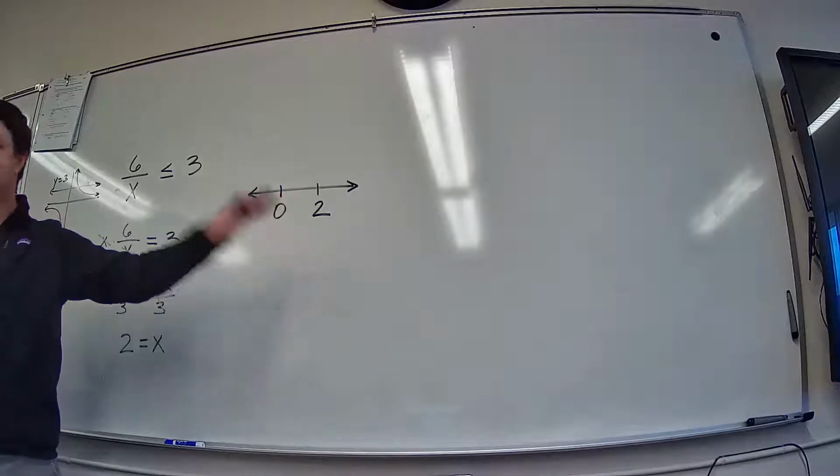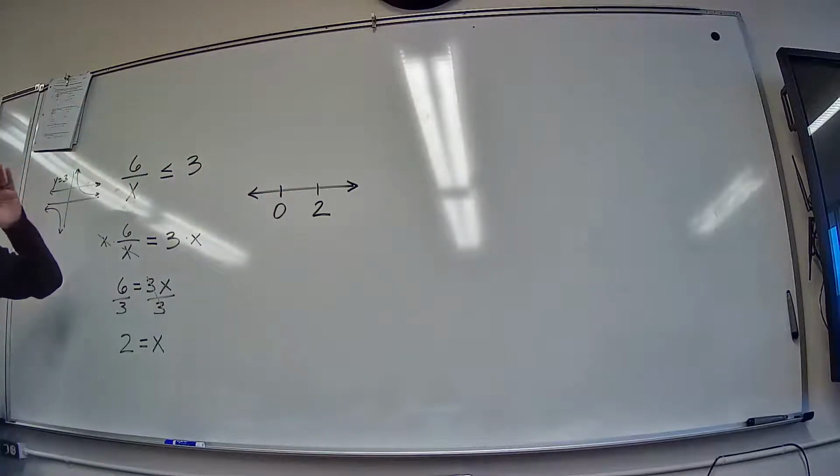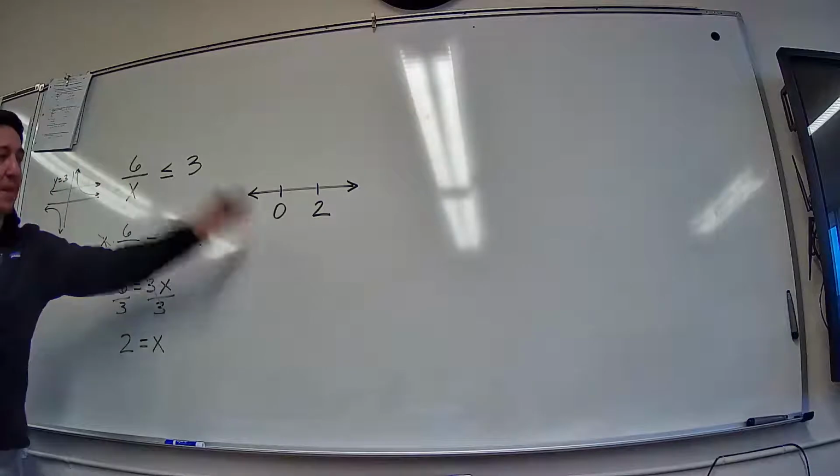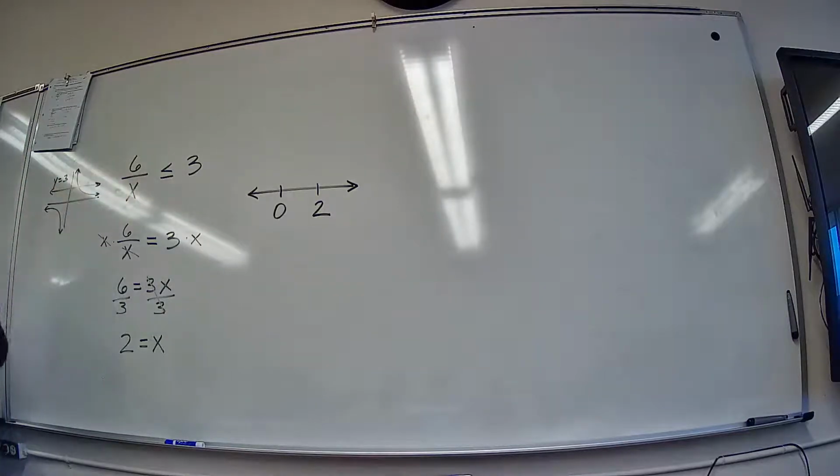If you totally tuned me out there, just listen to this part. Identify any asymptotic x values, put them on your number line. Now let's test out our values.